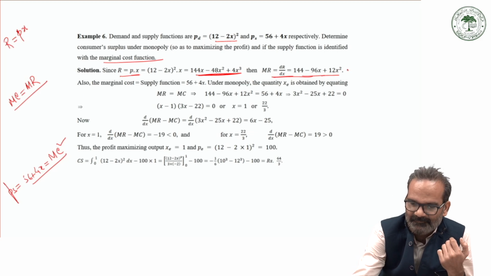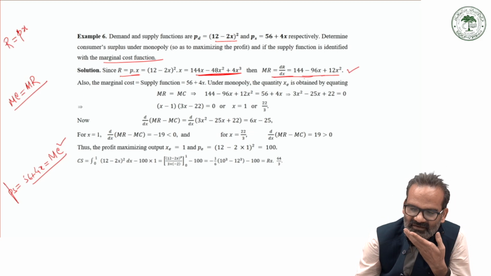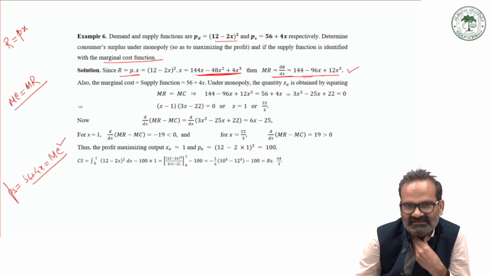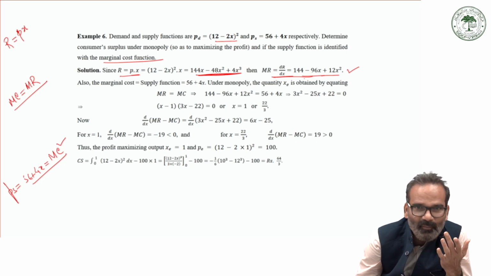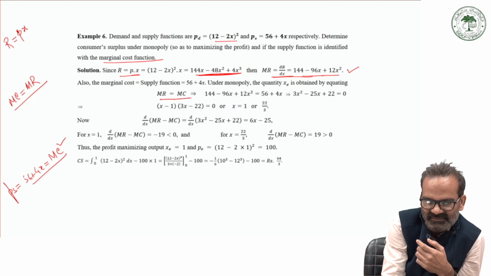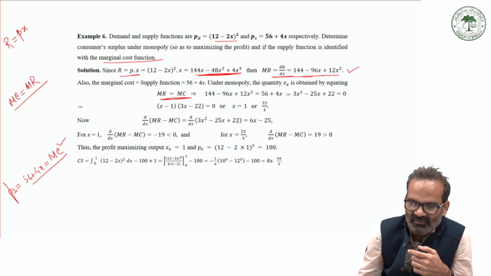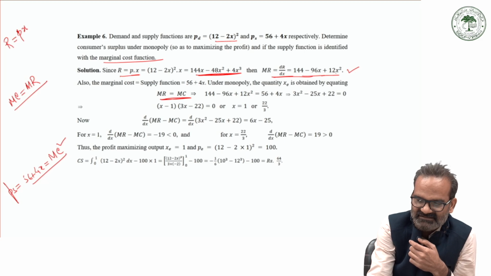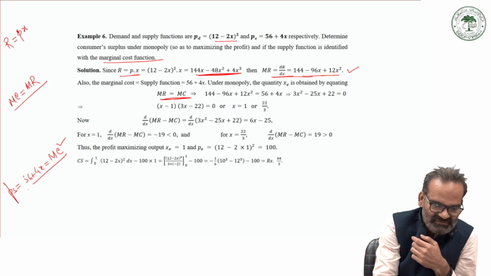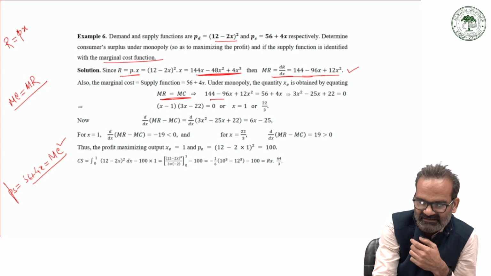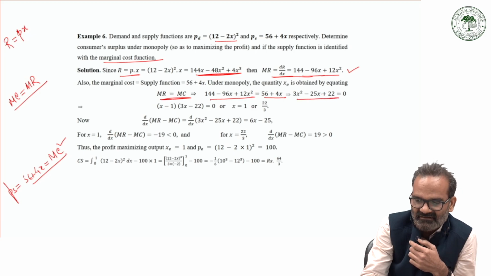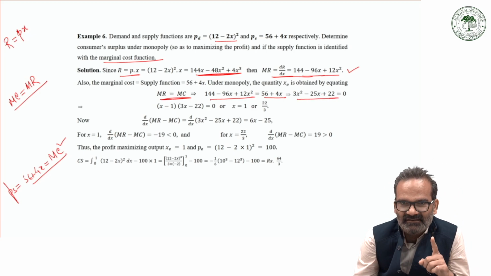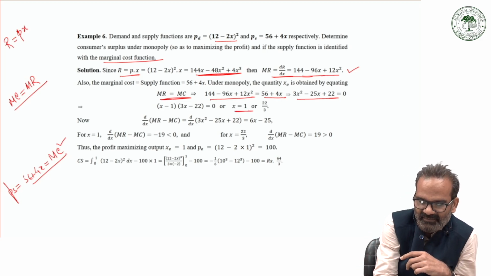So the marginal revenue is 144 minus 96x plus 12x square, and we know under monopoly the marginal cost must be equals to the marginal revenue. So 144 minus 96x plus 12x square should be equals to 56 plus 4x. This is the marginal revenue, this is the marginal cost. If you equate these two, you will get this equation, and this is a quadratic equation. Solve it. It will have two factors. So the values of x are coming out to be 2 here.